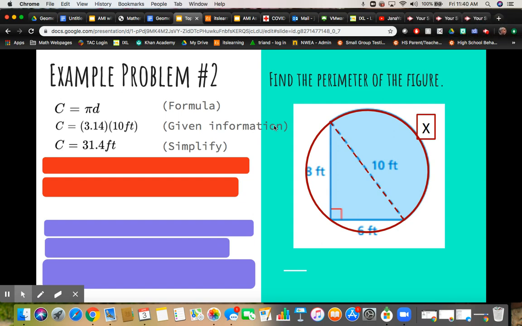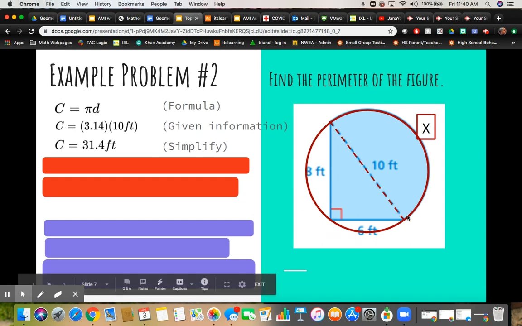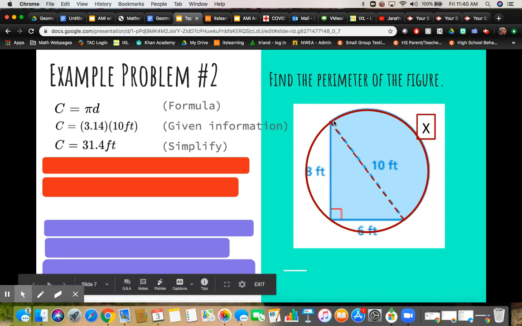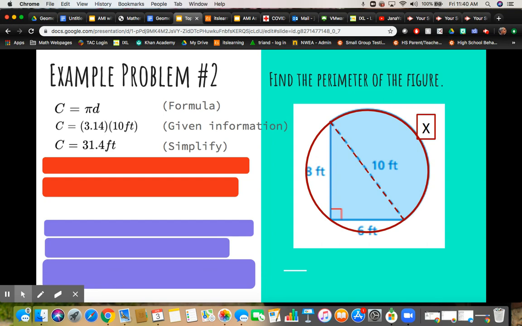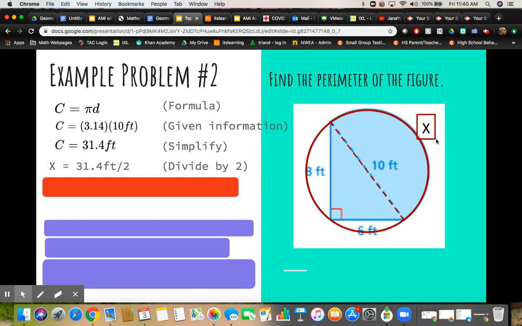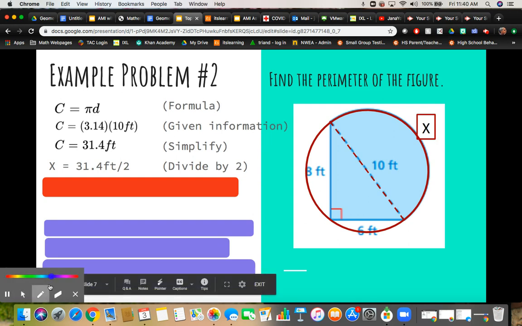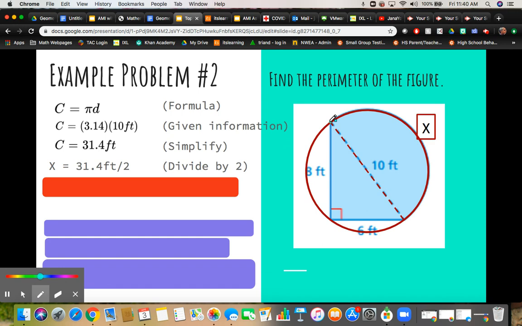But that's the circumference of the entire circle, the perimeter, the outer edge. That's the length of the whole circle. But I only want to know, what is the length of half of this circle? To do that, I'm just going to take the circumference and divide it by 2, because I only want to know what half of it really is. So my x, which is this portion right here that I'm coloring in, is a semicircle. That's what x is equal to.